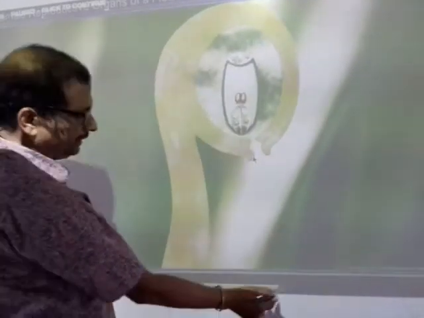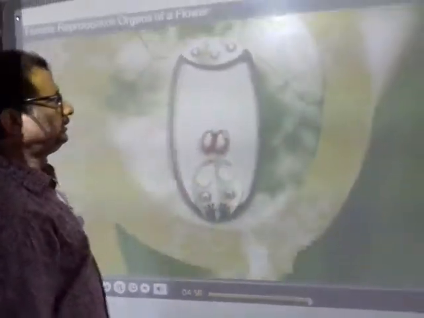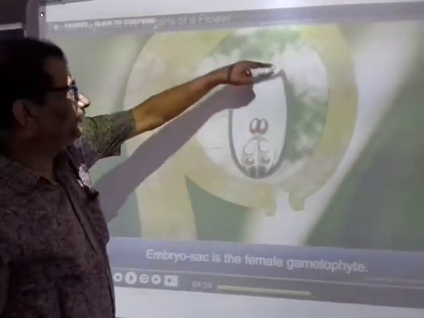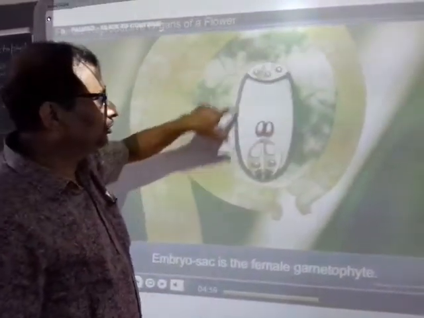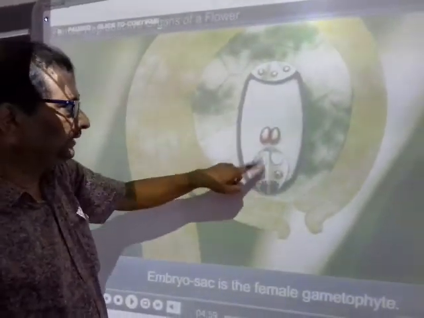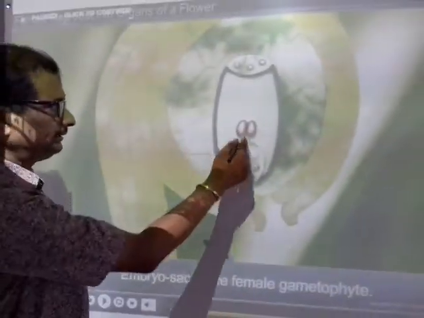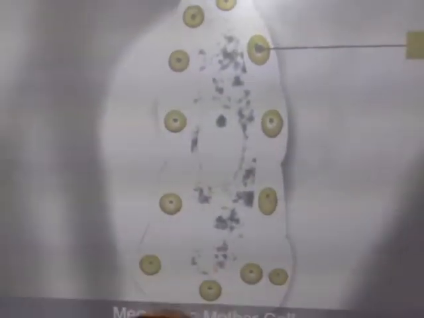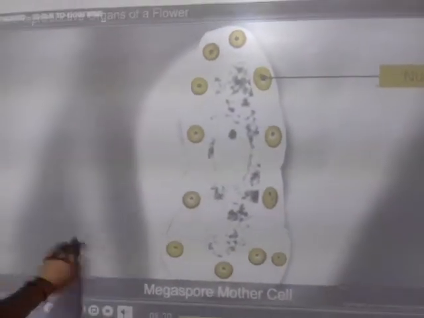This is the chalazal end and this is the micropylar end. Opposite to the micropyle is the chalazal end. This is a larger view of the embryo sac in the female gametophyte. If you are asked to draw the diagram of the embryo sac, this much is enough. Here you have the egg cell and the synergids, the definitive nucleus and the antipodal cells.